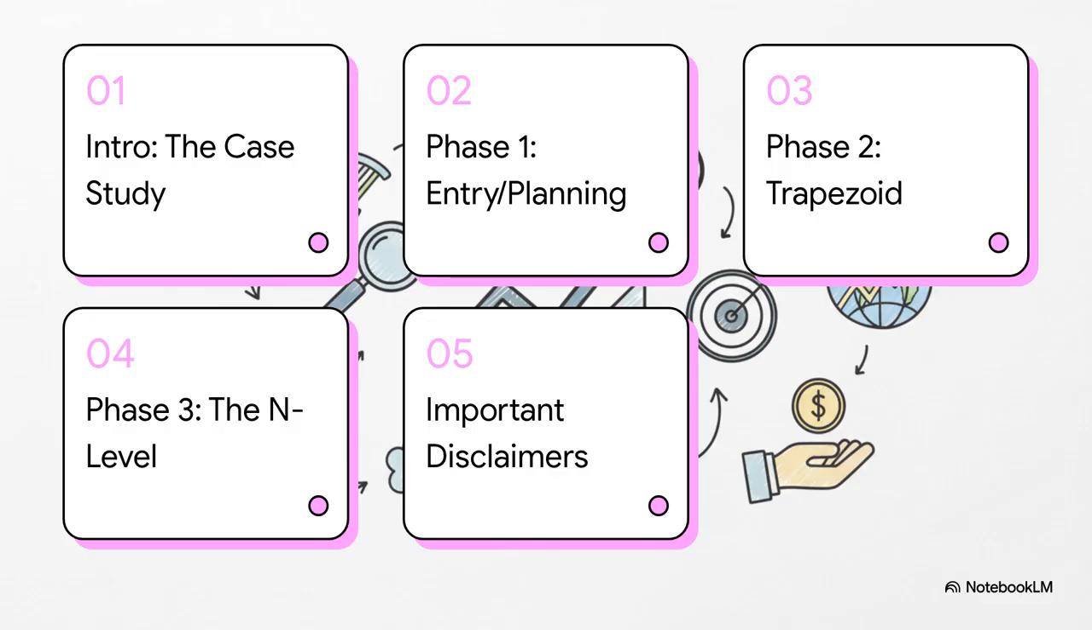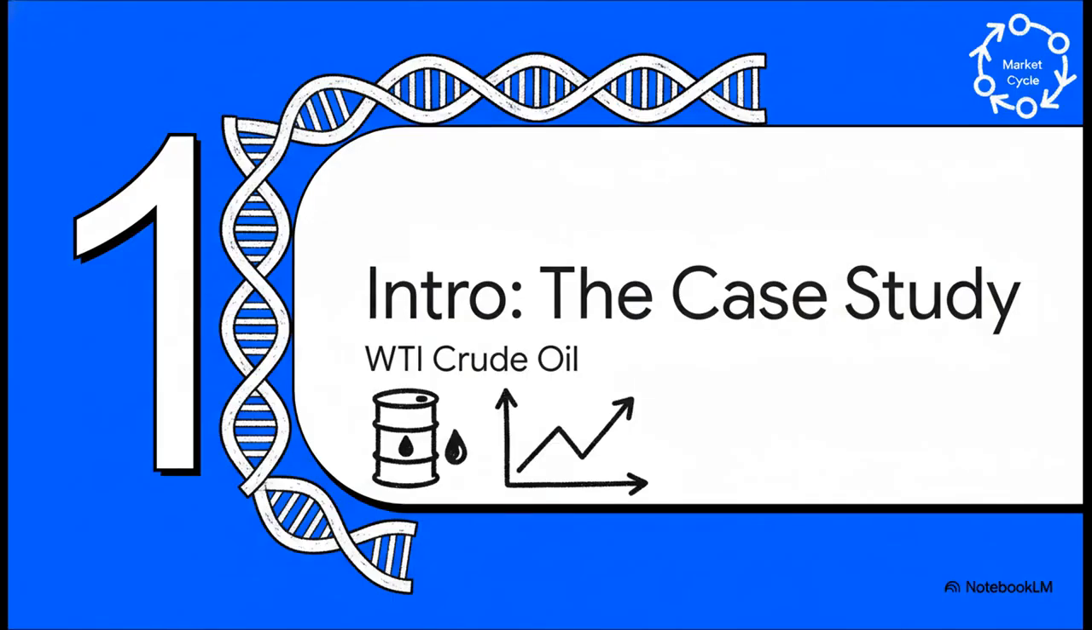Here's how we're going to break this down. First, we'll introduce the case study itself. Then, we'll walk through the process phase by phase, starting with the all-important planning stage. From there, we'll look at a couple of key events that were documented, known as Phase 2 and Phase 3, and then we'll finish up with some absolutely critical disclaimers. Okay, let's get into it.